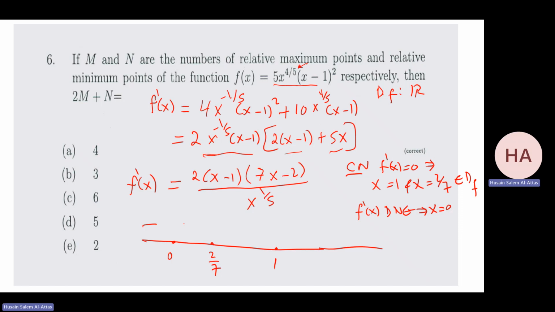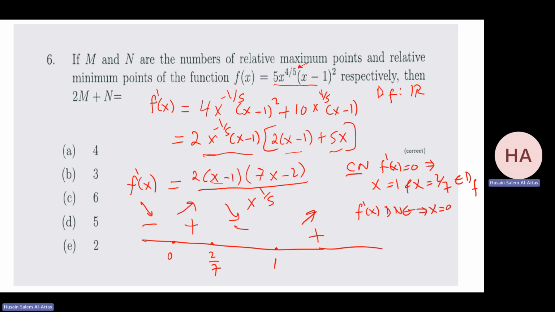Take between 2 over 7 and 1. Take, for example, 3 over 7. It will be what? This is negative. The first one negative. This one 3 minus 2, which is positive, positive, so that's negative. Take more than 1, 2, positive, positive, positive, so that will be positive. So it's decreasing, increasing, decreasing, increasing.